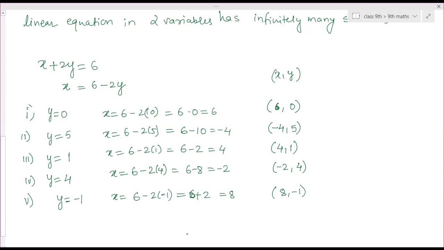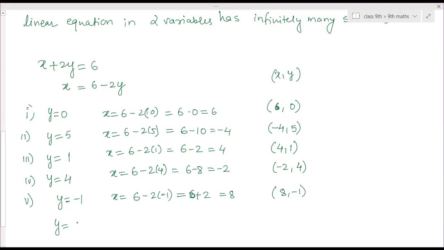Ma'am, can we take any irrational number as y value? Is it possible to then find out the solution? It will remain irrational only. Yes, you can take it, but its plotting will be difficult. x will also be an irrational number in that case.